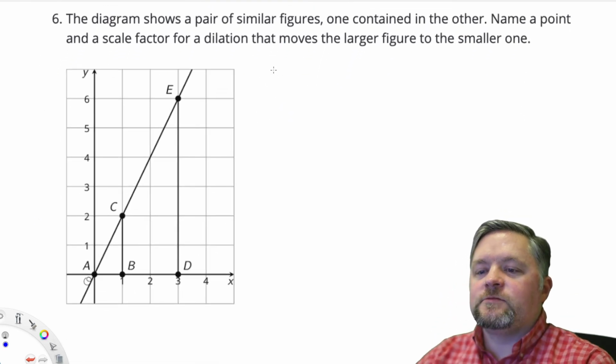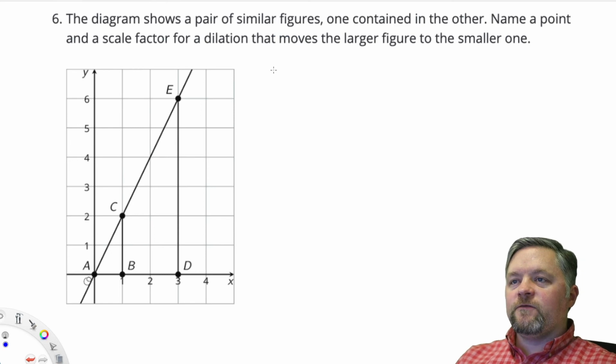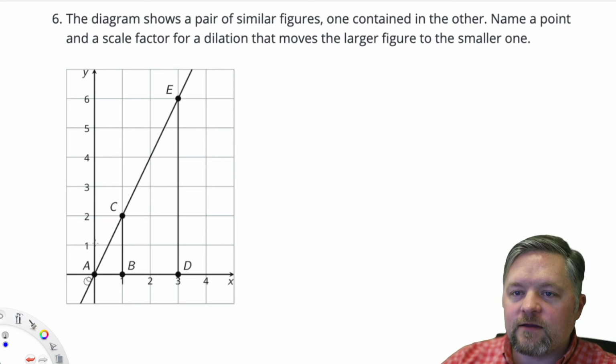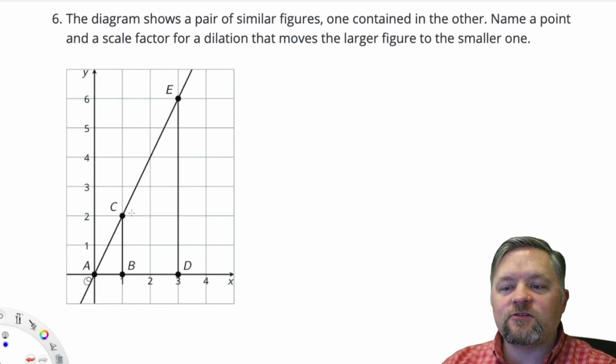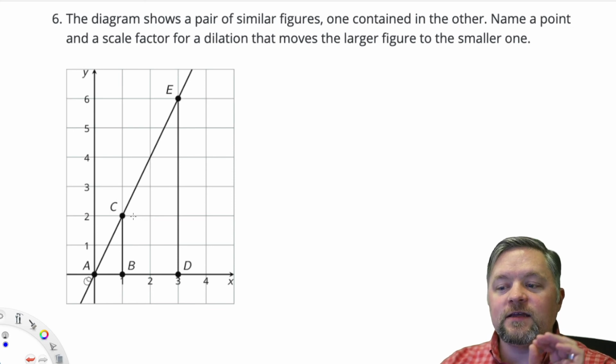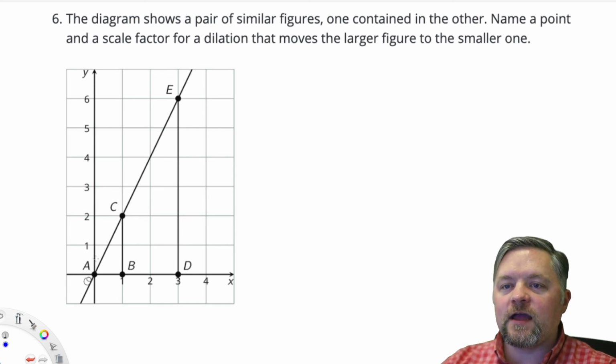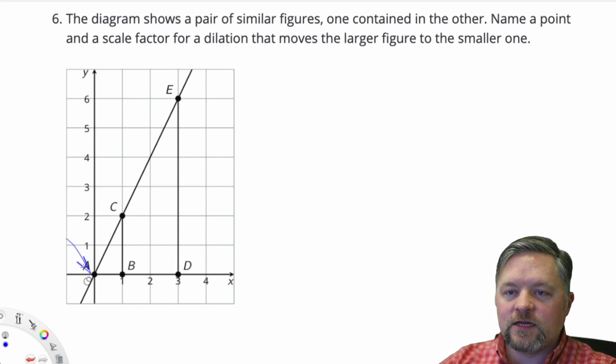This diagram shows a pair of similar figures, one contained in the other. Name a point and a scale factor for a dilation that moves the larger figure to the smaller one. Okay, where does the center of dilation need to be? The center of dilation is the point that does not move. Because it's the point that does not move, which point do both triangles share? Well, that's point A.